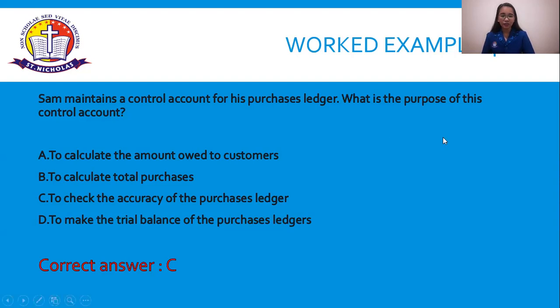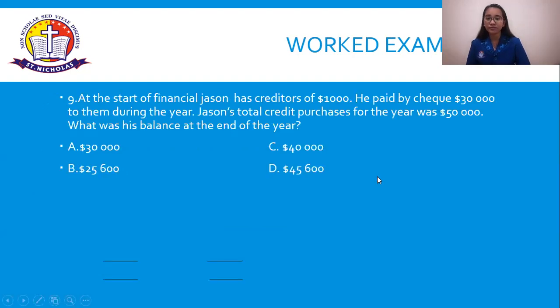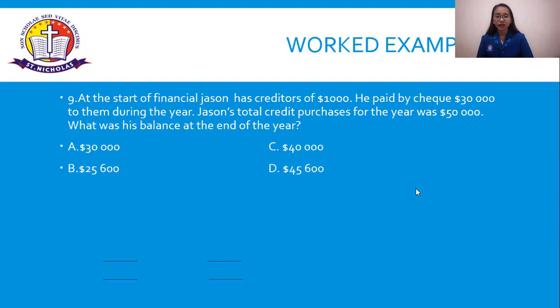Okay, that's for work example 4. We come to work example 5. This one is more like a calculation, so concentrate more. It says, at the start of the financial year, Jason has creditors of 1,000. He paid by cheque 30,000 to them during the year. Jason's total credit purchases for the year were 50,000.